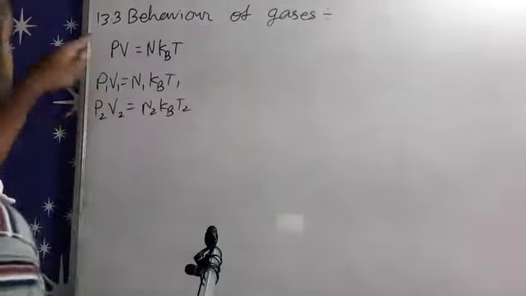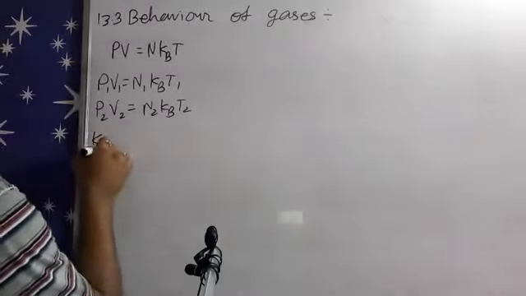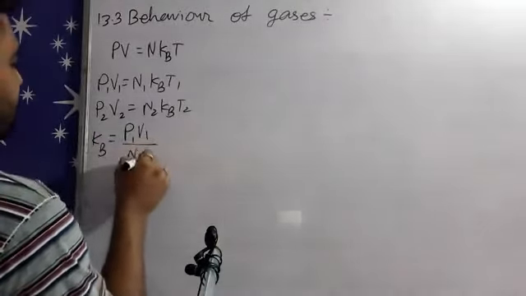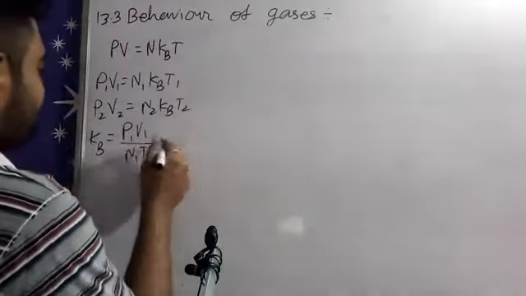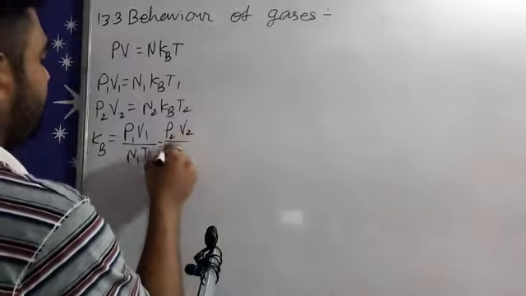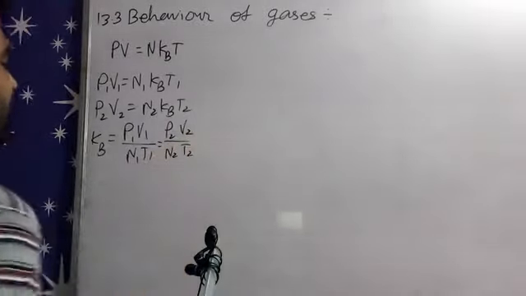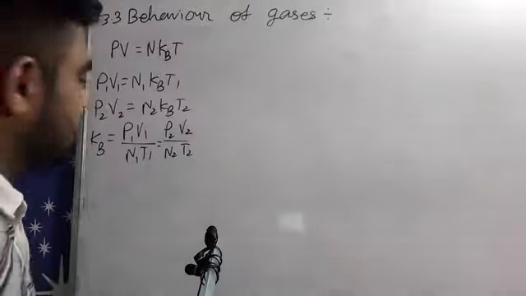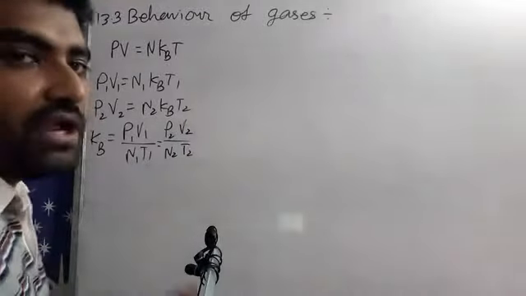Okay, from the first equation we make kB the subject, so we have P1 V1 upon N1 T1. Similarly, in the second equation, making kB the subject, again P2 V2 upon N2 T2, right? So that's our basic constant, which is called the Boltzmann constant.